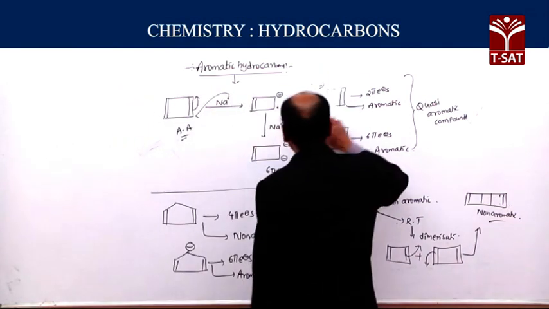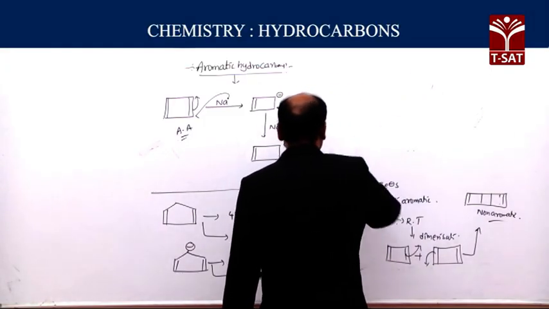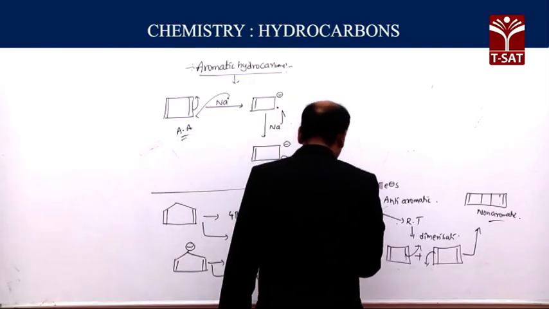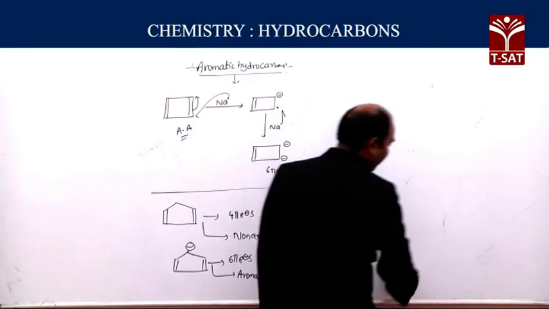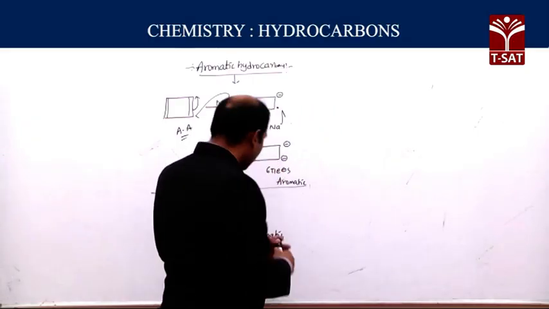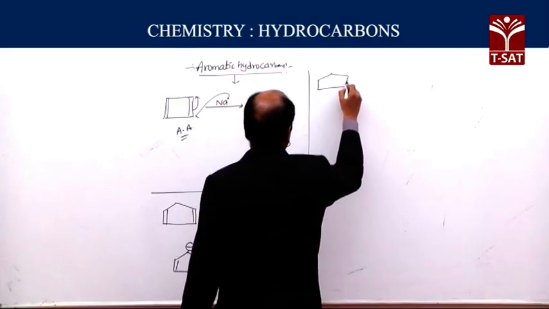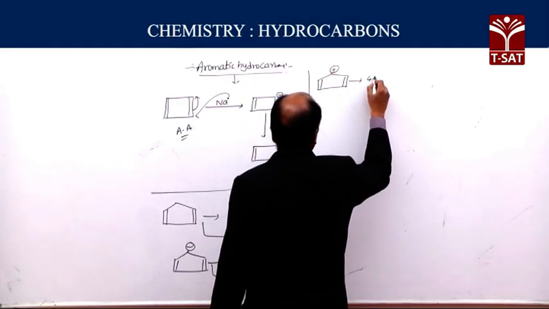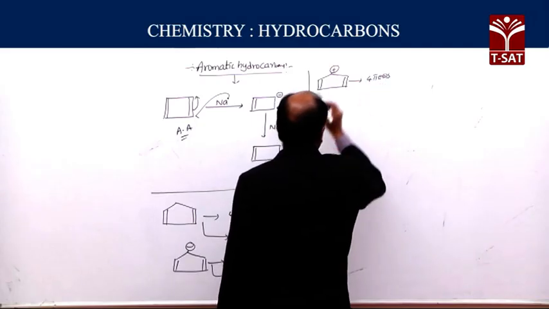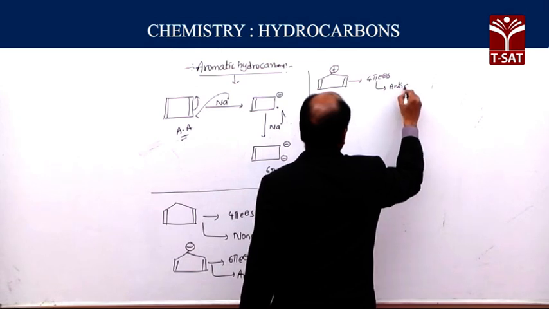Suppose you take the cyclopentadienyl cation. What happens? That we will discuss now. See here, in the cyclopentadienyl cation, how many pi electrons? Here we have 4 pi electrons, and a conjugated system is present. Now, this is an anti-aromatic compound.